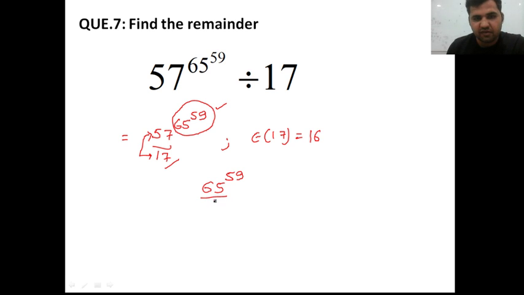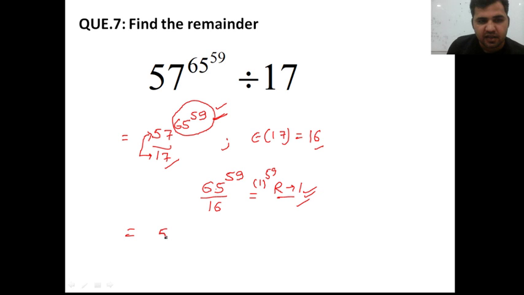Now 65 power 59 when divided by 16. You can see that 65 power 59 is not a multiple of 16. But when you divide 65 power 59 by 16, you will get a remainder of 1, because 65 divided by 16 gives a remainder of 1, and 1 power 59 finally gives a remainder of 1. That means this is not a multiple of 16, but when divided by 16 it gives a remainder of 1. So if you remove the multiple of 16 from this number, you will have a remainder of 1.